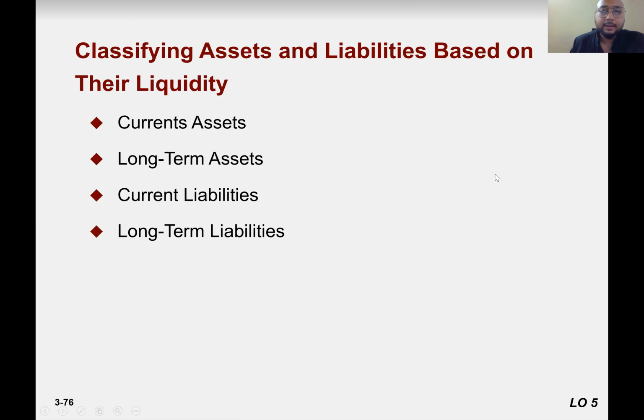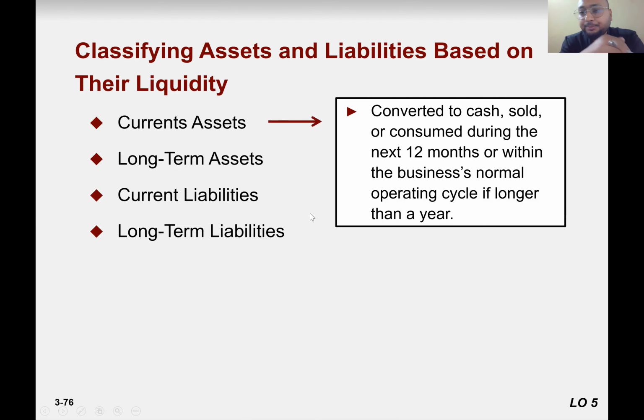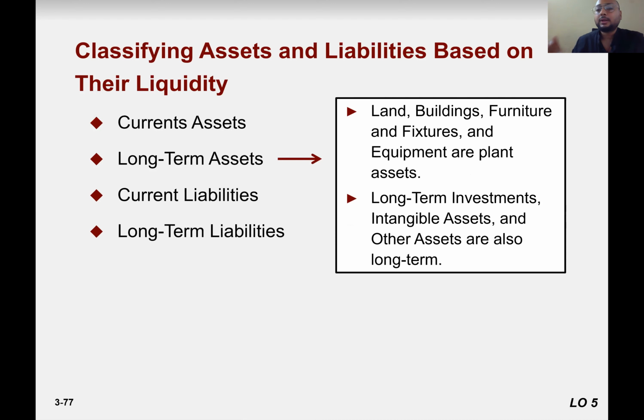So classifying the assets and liabilities, here we go. Current assets are those whose life is less than or equal to 12 months, or according to the accounting year or financial year, the accounting cycle, that's it. Long-term assets are those whose life is more than 12 months or the accounting period, which include land, building, fixtures, computers, vehicles, laptops, all those things, right?